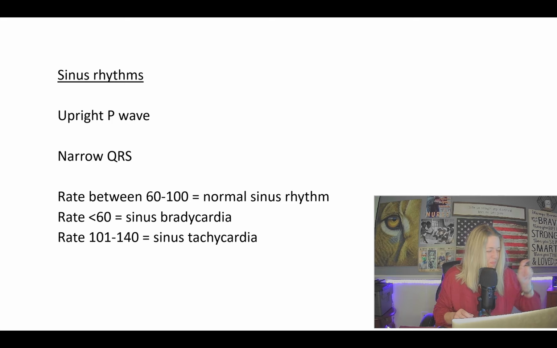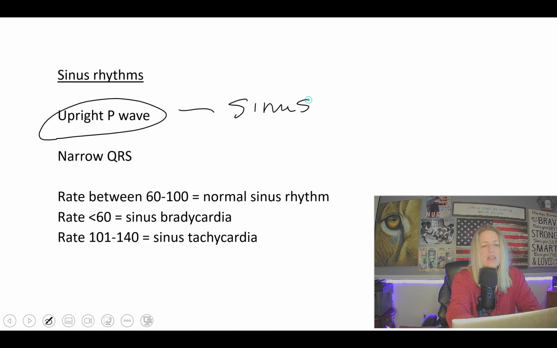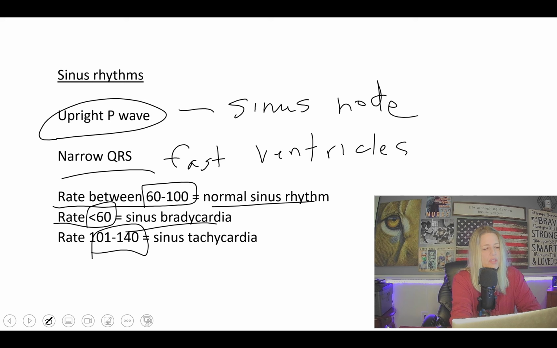I just want to remind you what we talked about the last time with sinus rhythms. Remember that if we have an upright P wave, that means the sinus node is firing, and a narrow QRS means it's traveling fast through the ventricles. I'm writing with my finger, so that's why I look like I have horrible handwriting, although I do have horrible handwriting. So we have a narrow QRS and an upright P wave. If the rate is between 60 and 100, it's normal sinus rhythm. If it's less than 60, it's sinus brady. And if it's over 100, but 140 or less, it's sinus tachycardia.